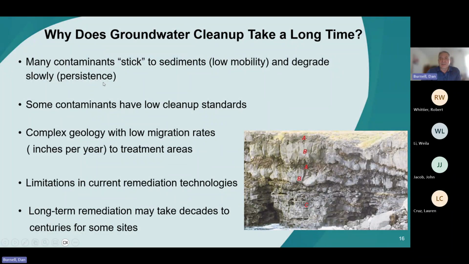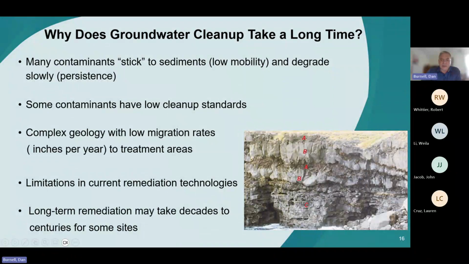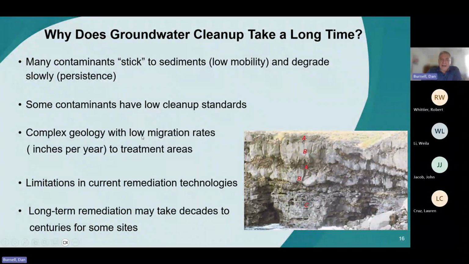And many contaminants also do degrade slowly. And so that's going to mean it's going to take a longer period of time for these contaminants to reach cleanup standards. And some contaminants can have very low cleanup standards. And so that means it's going to take longer for them to reach the levels where their cleanup has occurred. Now also, and this is a very important factor, especially in Hawaii and at many sites, is the geology. If the geology is very complex, then that can affect how fast we can clean it up.